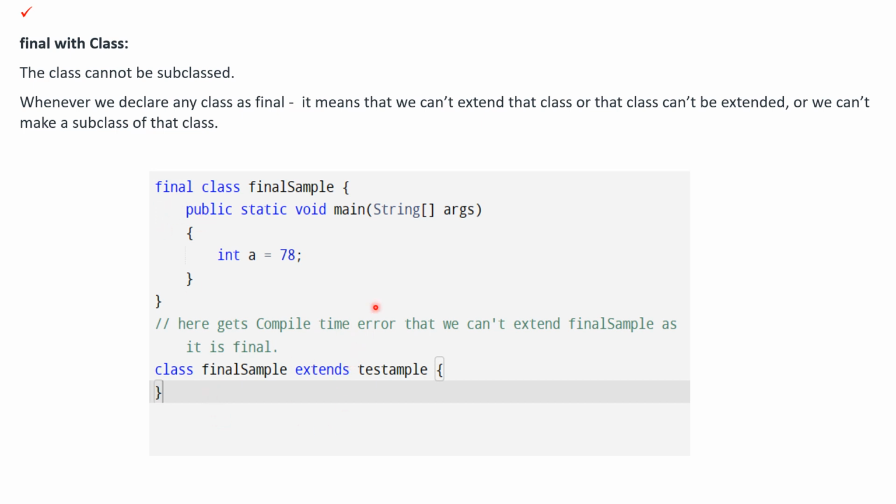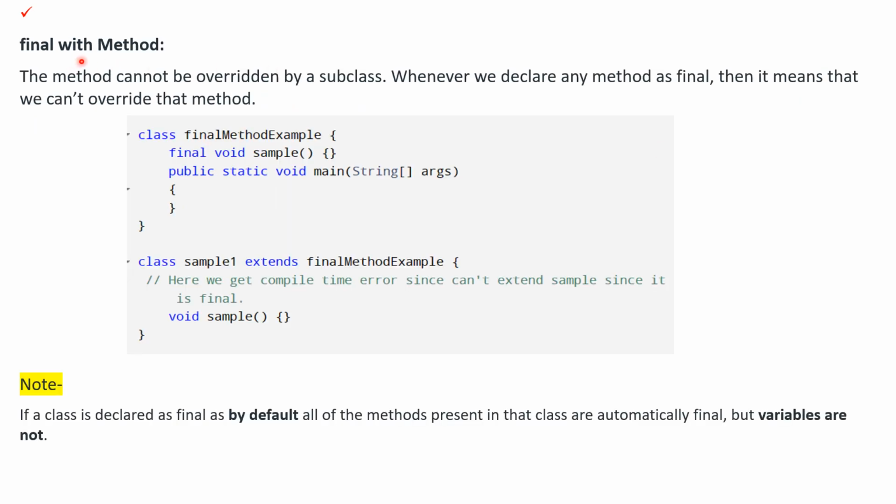So if you are declaring any class with the final keyword, the class is totally final. We cannot create any subclass of that, and we cannot extend that particular class. Hope this one is understood. So going to the next one, final keyword with method.